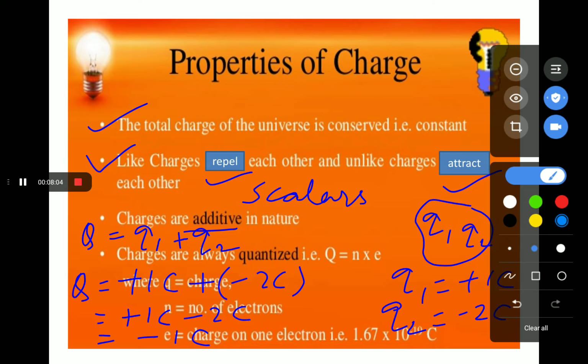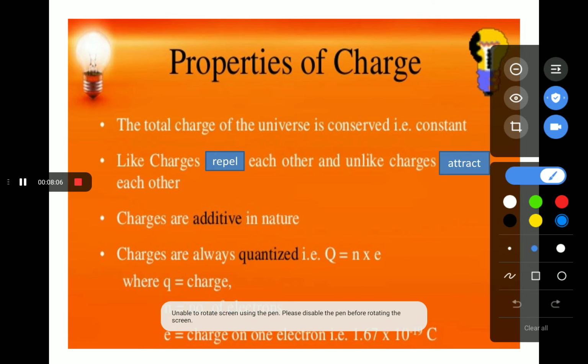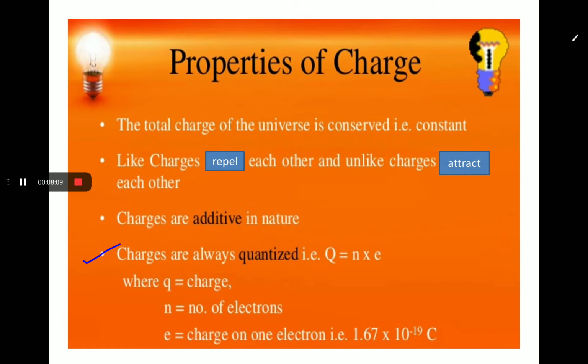Now the third point here is that charges are always quantized, or we can say quantization of charge. The principle of quantization is used to calculate the total amount of charge present in a body. Here the formula is written. This property tells us that the charge is an integral multiple. Here n is an integer.